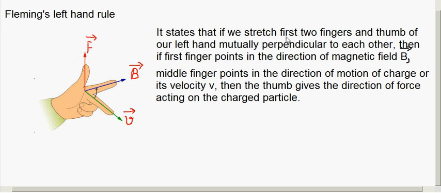It states that if we stretch the first two fingers and thumb of our left hand mutually perpendicular to each other as shown in the figure, then if the first finger points in the direction of the field and the middle finger points in the direction of motion of charge or its velocity v, which is actually a vector quantity, then the thumb gives the direction of force acting on the charged particle. For a positive charge it will be in the direction of the thumb, but if you take a negative charge it will be in the direction opposite to this.